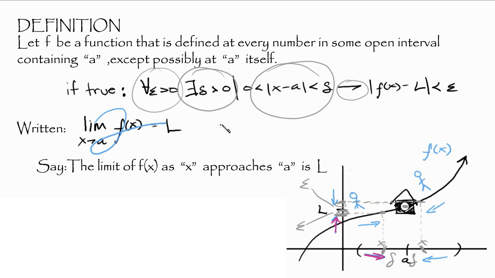So like, I'll give you an example. The limit of x squared as x approaches 2 is 4. You see? Or the limit of x cubed as x approaches 2 is 8. Easy, right? Okay, so now let's do some examples here.